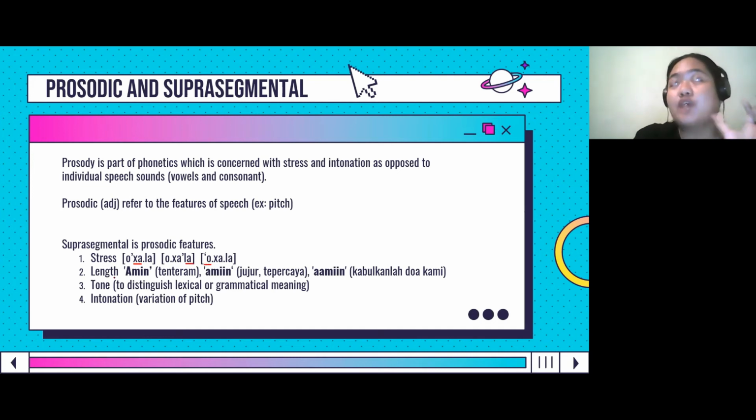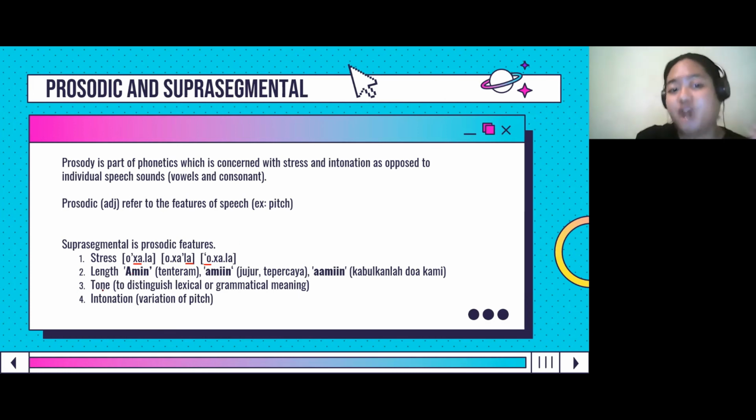So the length of the sound can change the meaning of the word. For example, we have an Arabic word here. Amin means tentram, but amin means jujur or terpercaya. And amin means kabulkanlah doa kami. So the length of the sound can change the meaning.